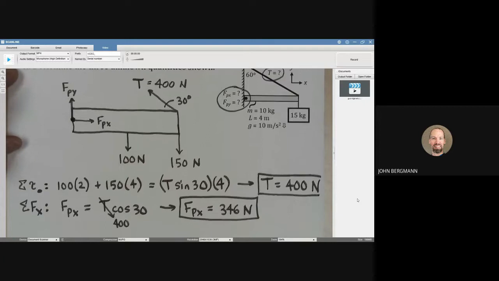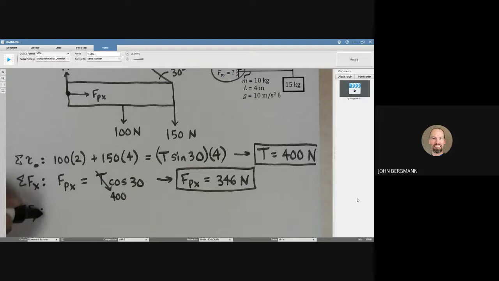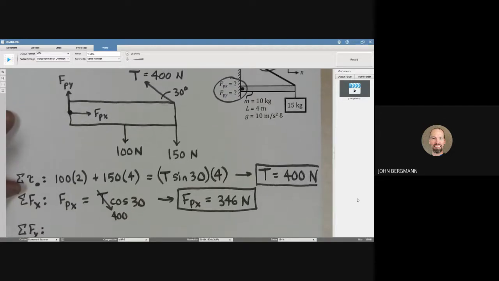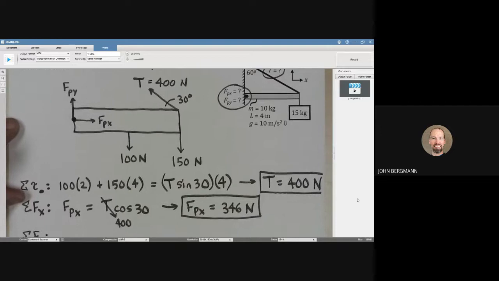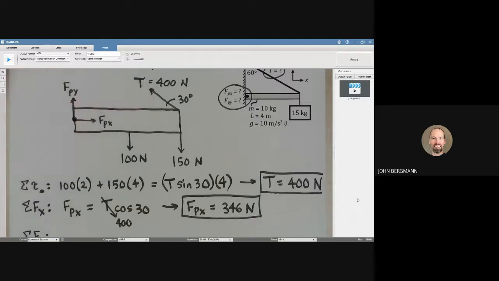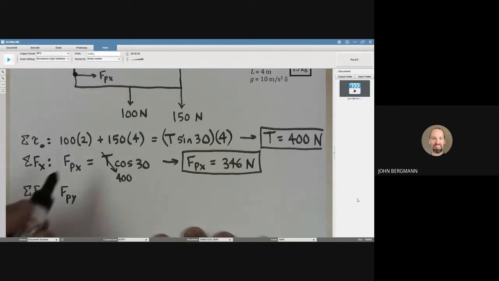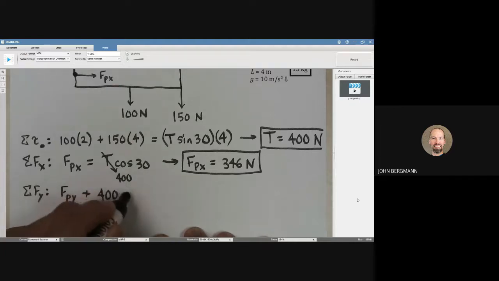One more then. Let's sum the forces in the Y direction. What do we have acting upward? All right, look at my picture here at the top. We've got FPY acting upward, and then we have T sine 30 acting upward. So let me put those on the same side of the equation. FPY is acting upward. That's the force that the pin, which is right there, exerts in the Y direction, plus the tension times the sine of 30. Those are both acting together.